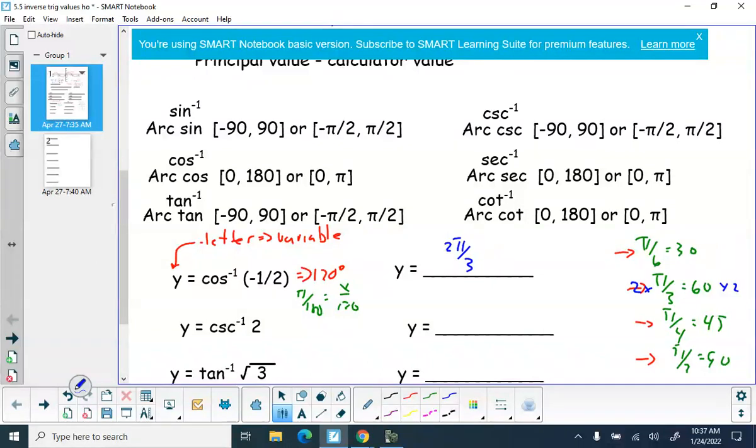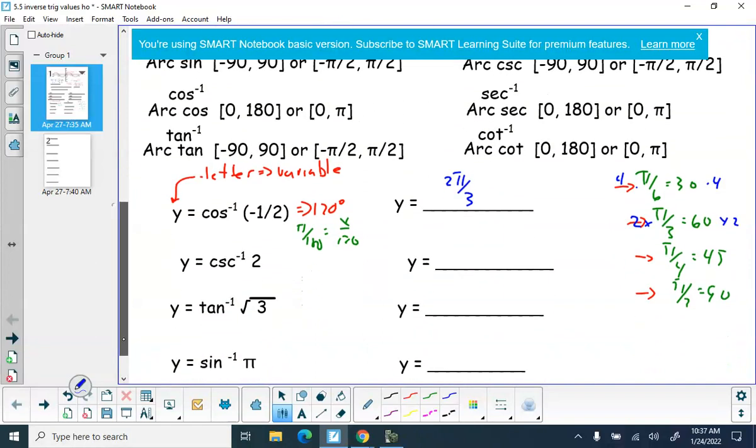You might be saying, well, if I multiplied that by 4 and that by 4, that would be the same thing. But what you're left with is 4 pi over 6. 4 over 6 reduces down to 2 thirds. 4 pi over 6 is 2 pi over 3. Solutions need to get back into radian mode in terms of pi.